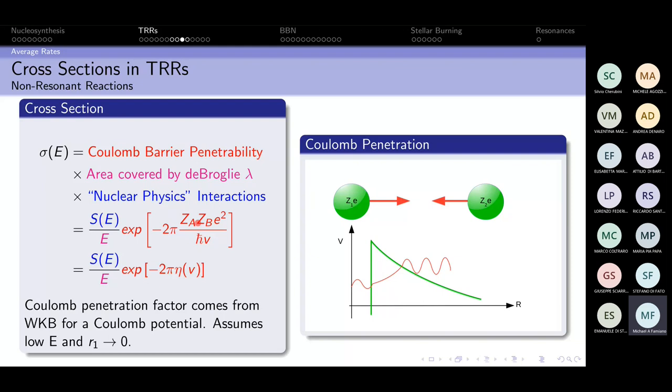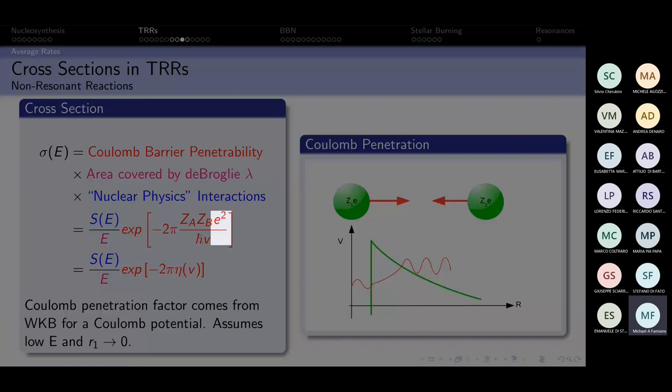Let me ask you real quickly, as the energy gets larger, if a nucleus has larger kinetic energy, what happens to the cross section? Increases, exactly, because the velocity gets bigger. The velocity gets bigger, this gets smaller. When this gets smaller, the whole thing gets bigger. So absolutely right. The cross section increases with energy.